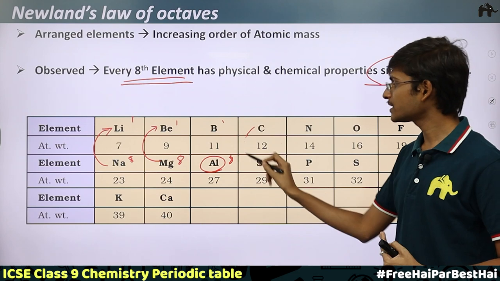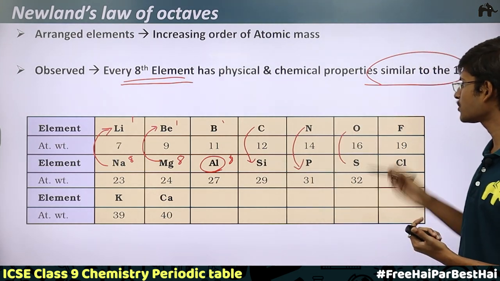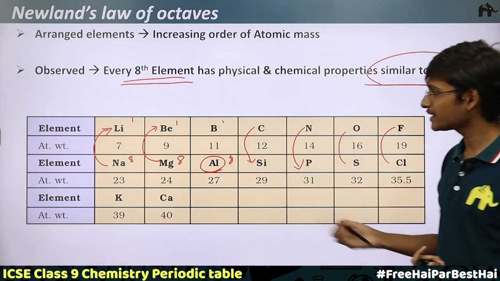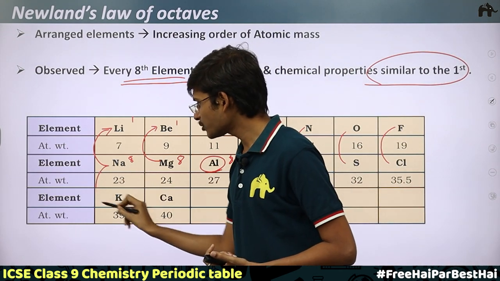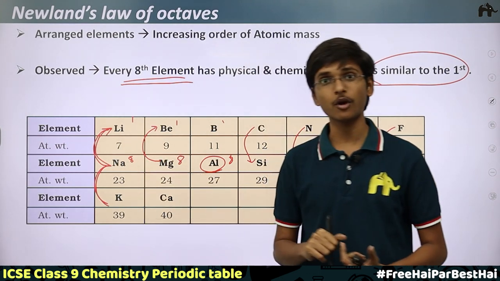So carbon's properties are similar to silicon, nitrogen and phosphorus have similar properties, oxygen and sulfur have similar properties, fluorine and chlorine have similar properties. And in the same way, here sodium and potassium have similar properties. So this means that lithium, sodium and potassium have similar properties.